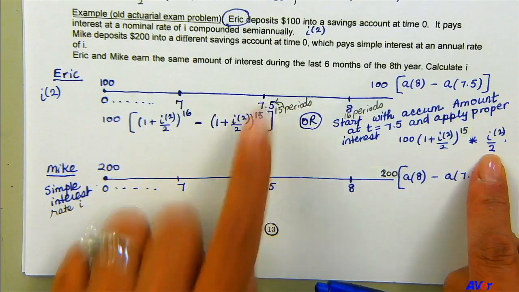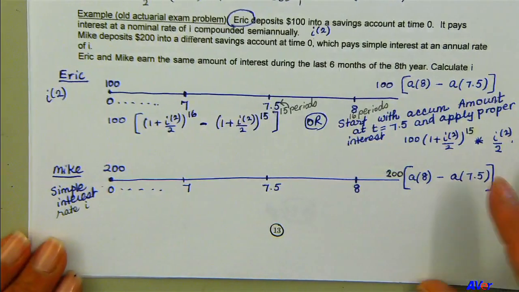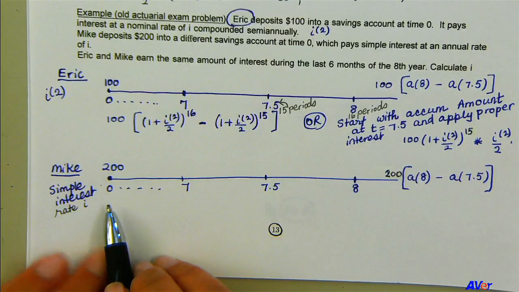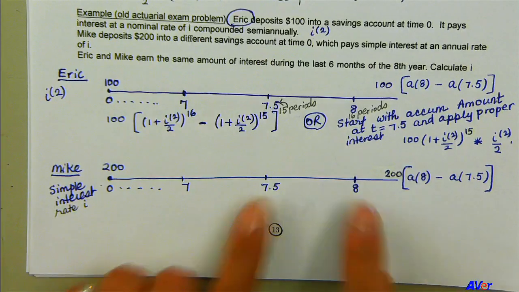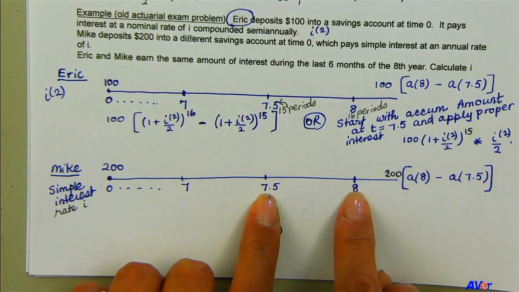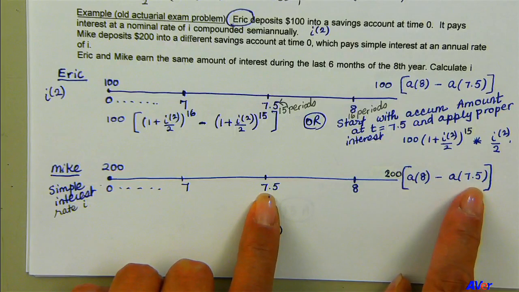Okay, so we'll deal with Eric in a minute. We'll come back and set his interest equal to Mike's interest. Let's talk about Mike for a moment. So Mike started with $200 at time 0, and we want to know how much interest he's earned between here and here. So this is just 200 times A of 8 minus A of 7.5, and this is simple interest.